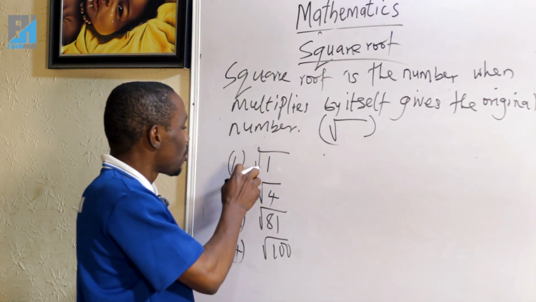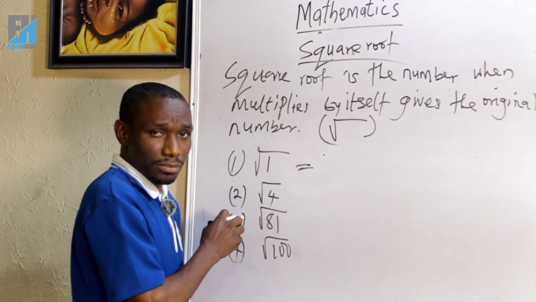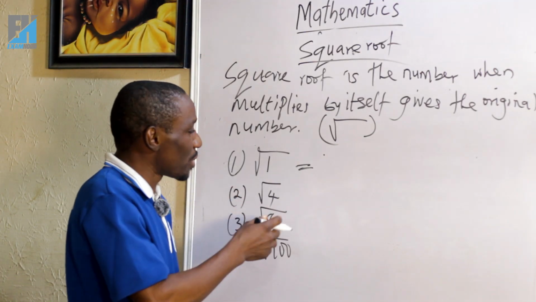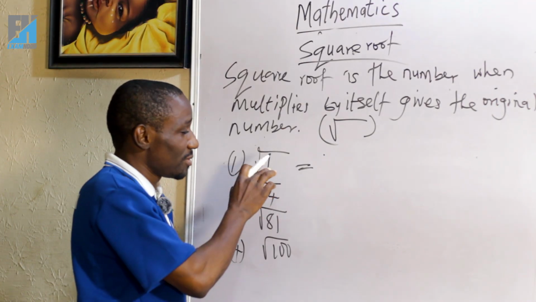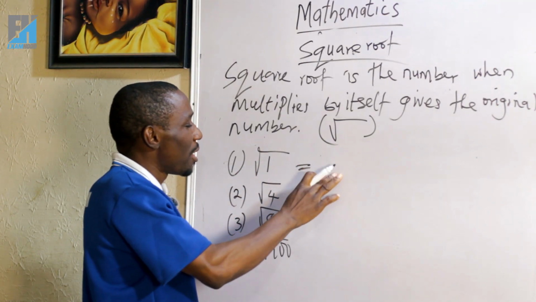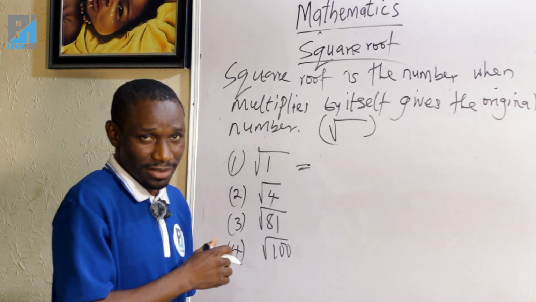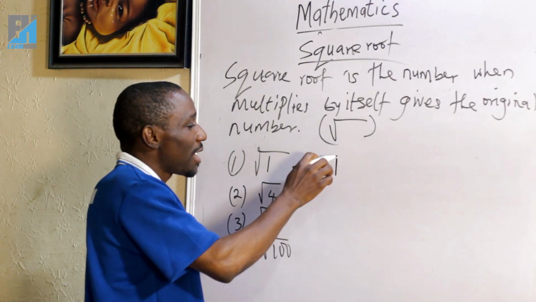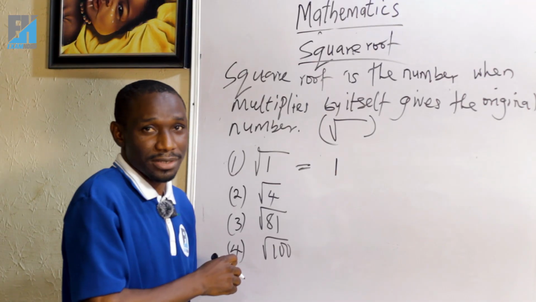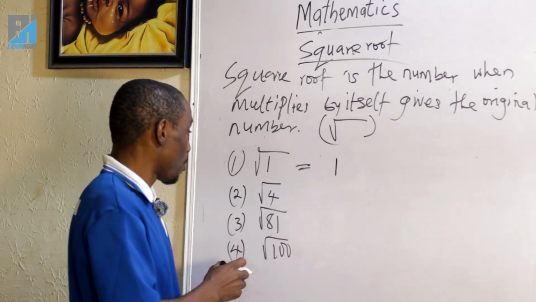So number one says, what is the square root of 1? That means, what is that number when multiplied by itself gives you 1? That's the meaning. So the square root of 1 is what? 1. Because when you multiply 1 by 1, it will give you 1. Therefore, the square root of 1 is 1.